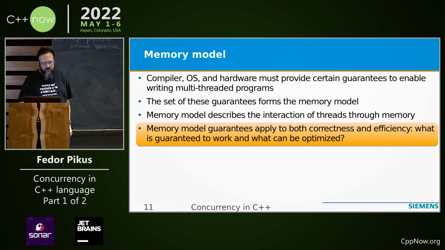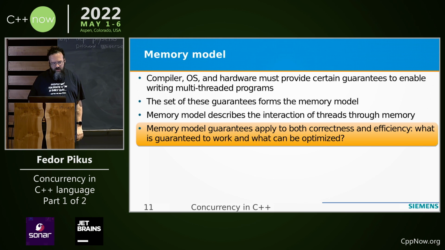That's actually not the... that's important. These guarantees are important. The other part of it is there are both correctness and efficiency guarantees. So what guarantees do you have, and therefore what can be optimized without violating the guarantees that you have? That's also important.